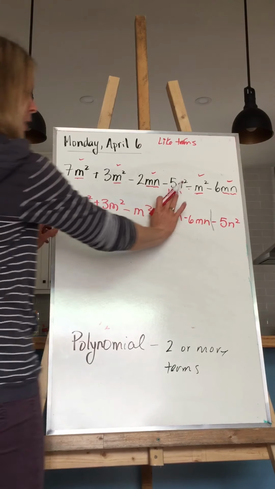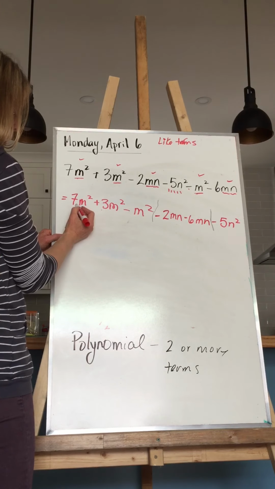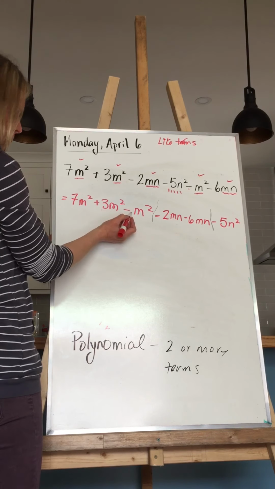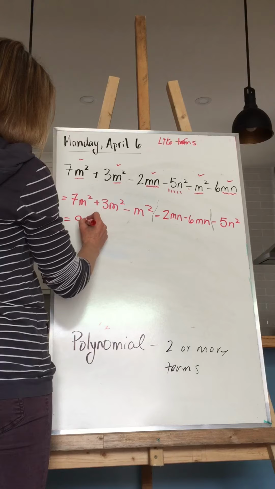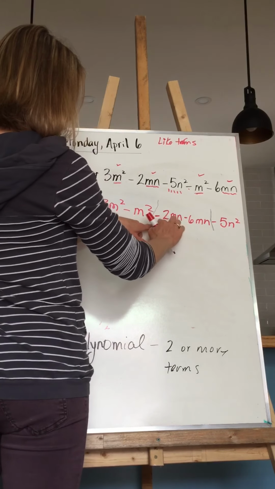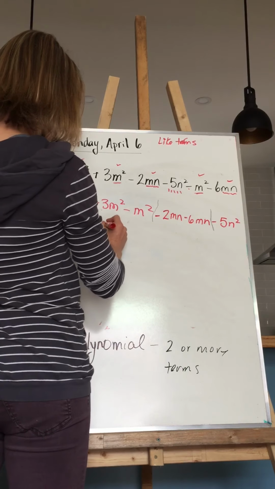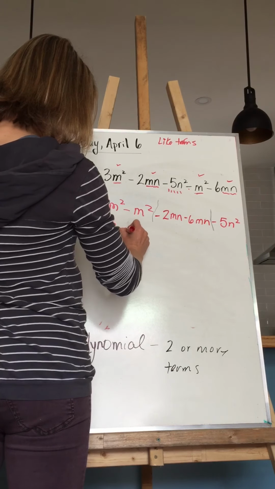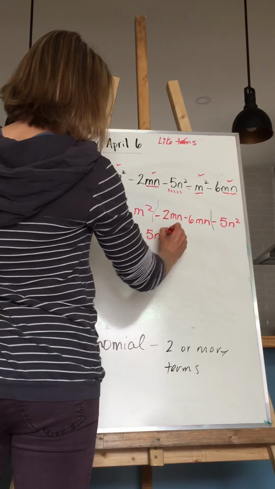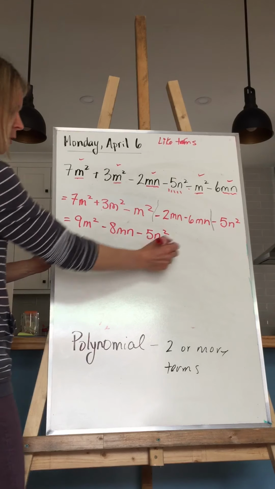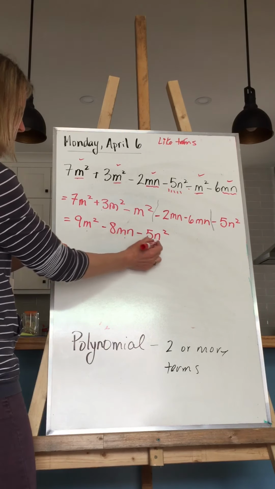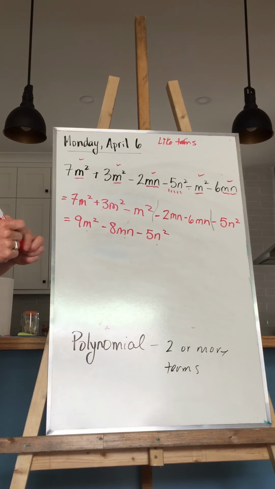Then I go and I can ignore those, and solve this. So 7m squared plus 3, so 7 plus 3 is 10, minus 1 is 9. So 9m squared. Now I can ignore those two and just work on this one. I have negative 2 minus 6, so that gives me negative 8mn. And then this one's on its own, so I just write it down. I'm not adding or subtracting it to any. And that's your answer, right there. I can't go any further because these are now all different terms.